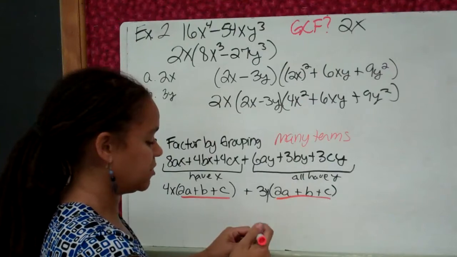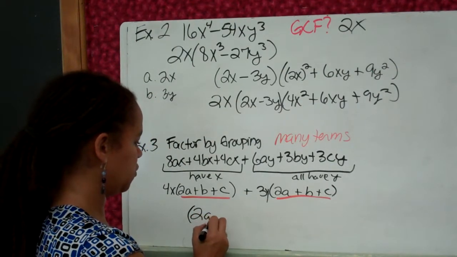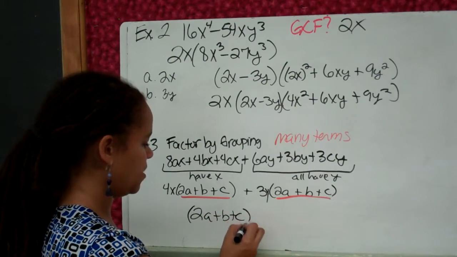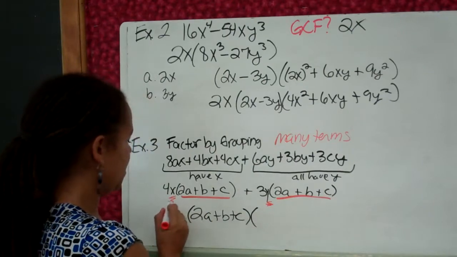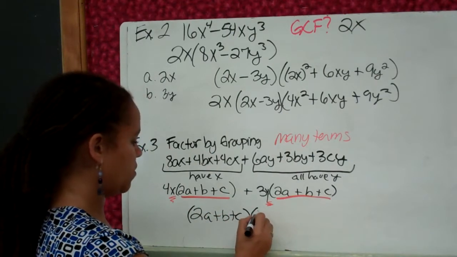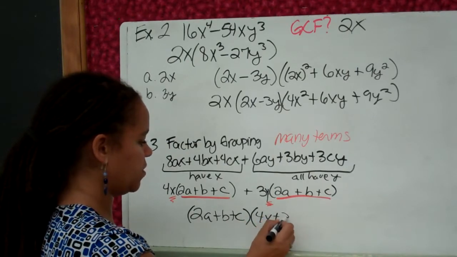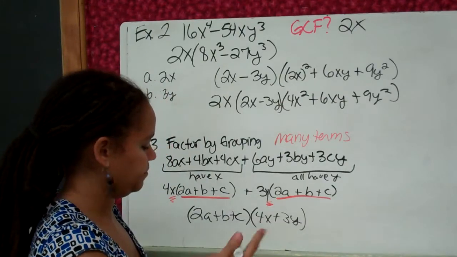If you get something that matches on the inside, then that is one of the factors, 2a plus b plus c. And the other factor is what I like to call Thanksgiving leftovers. It's whatever is left over, what you factored out. Put them together as one. So we would have 4x plus 3y. And now this has been factored by grouping.